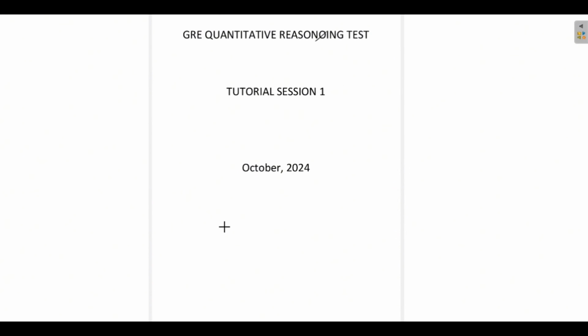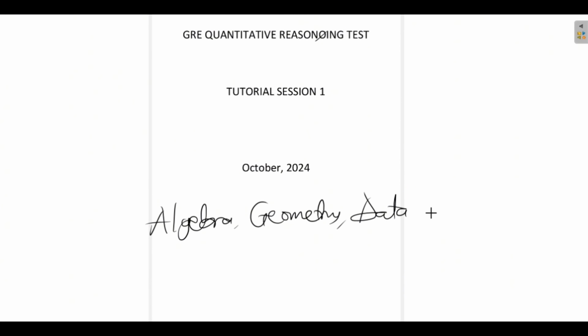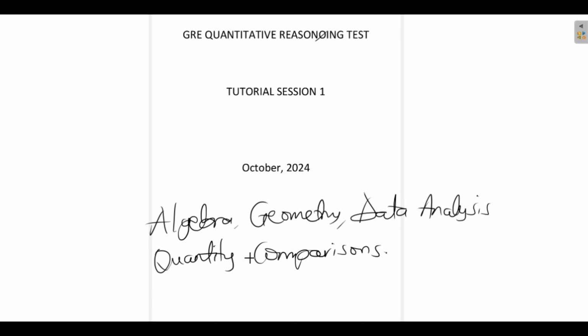Now, on the GRE quantitative test, on exam day, you will see four forms of mathematics. You get some questions on algebra, some on geometry, and some data analysis questions, where you are given some data and make inferences from it. And there are the quantity comparison questions, where you are given two quantities and your job is to compare them to arrive at a solution. So basically the quantitative test comprises algebra, geometry, data analysis, and quantity comparisons.